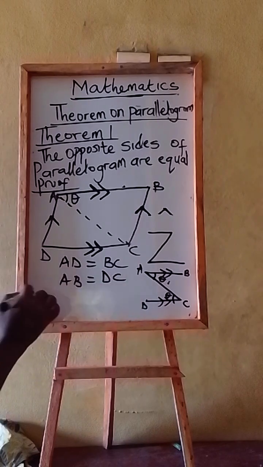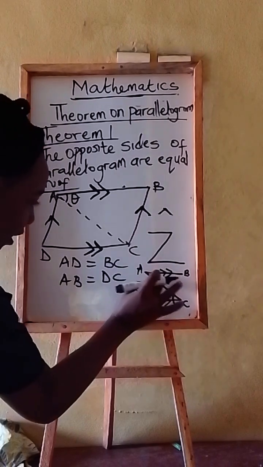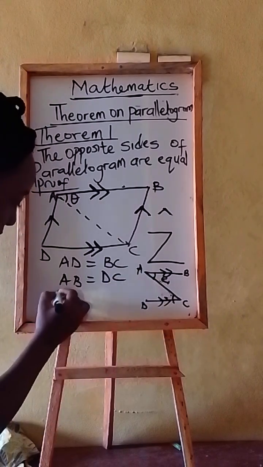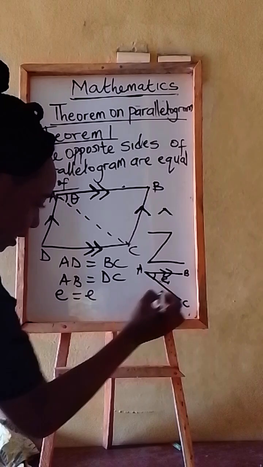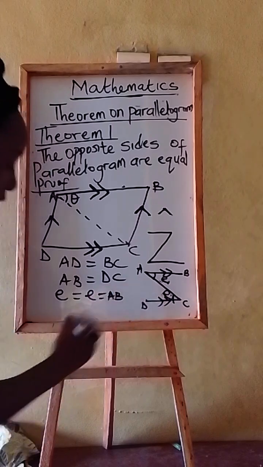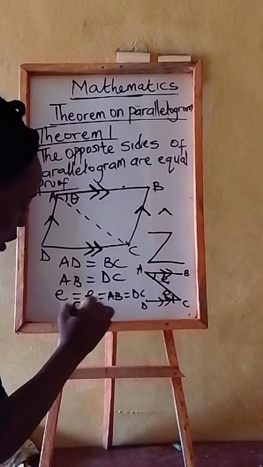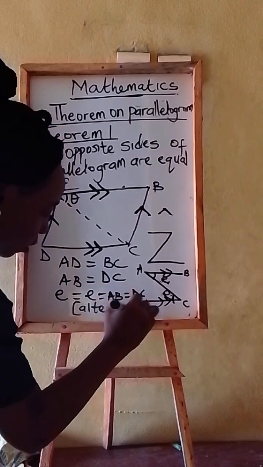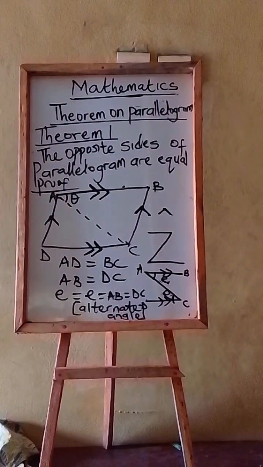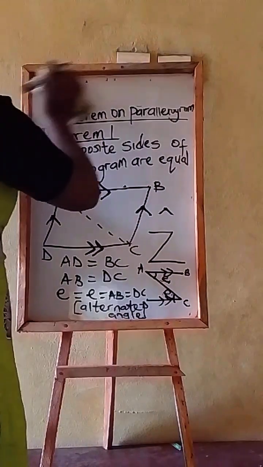So if you want to tell us that this side is equal to this side, or you decide to make this E, this side automatically becomes E. Reason, E equals E. It means this line here, AB, is equal to DC. What's the reason? Alternate angle.